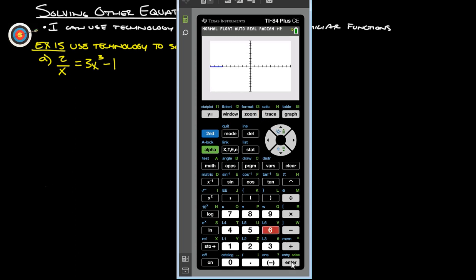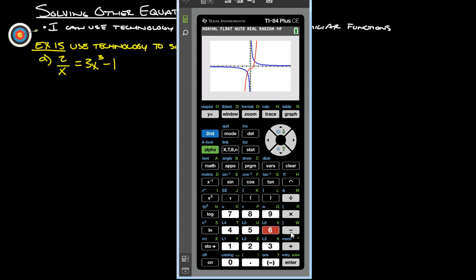Once you do zoom standard once, every other time that you push the buttons on this, when you go to graph after this, it should end up giving you the same window until you change it. So here's what we're looking for. We're looking for where the red and the blue intersect. There are 2 spots here where they intersect. So we want to find both of those points.